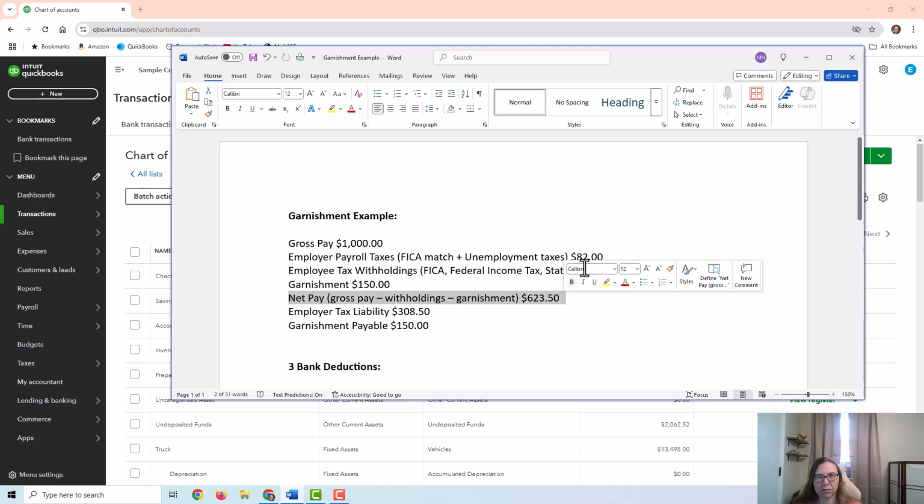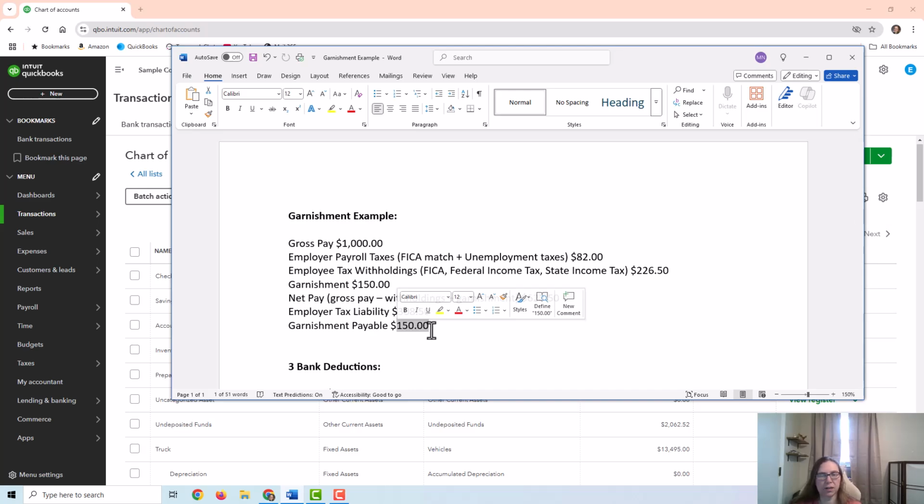The net pay, which would be the $1,000 minus the $226.50 minus the $150, will equal the employee's net pay of $623.50. And then for the employer, the total taxes that they're going to have to send in would be their $82 and the employee's withholdings of $226.50. And then of course that garnishment will be in garnishments payable that will also have to be sent off to whatever agency it is, whether it's child support, tax liability, or what have you.